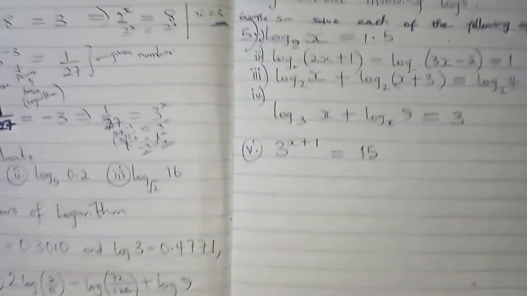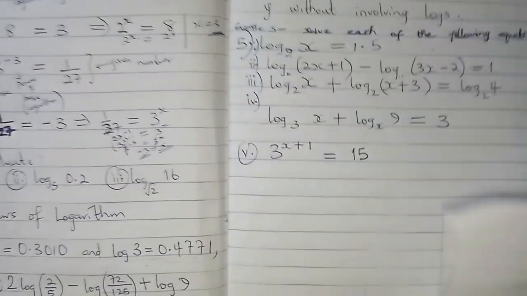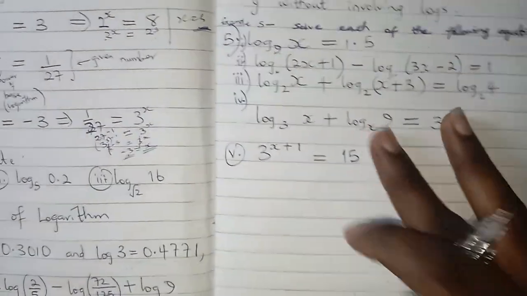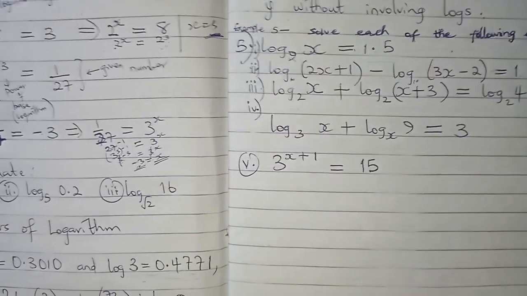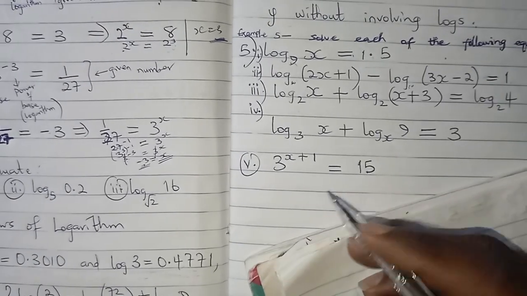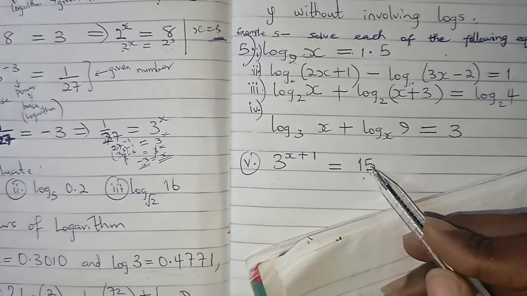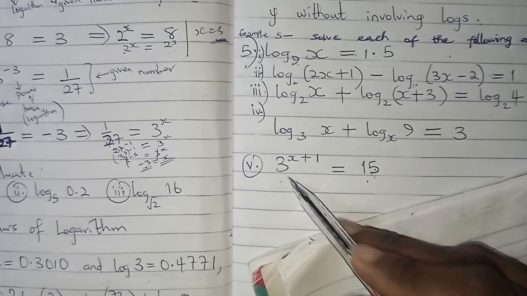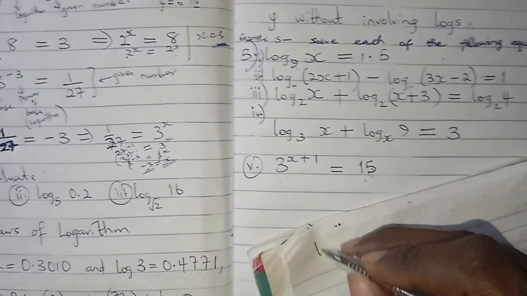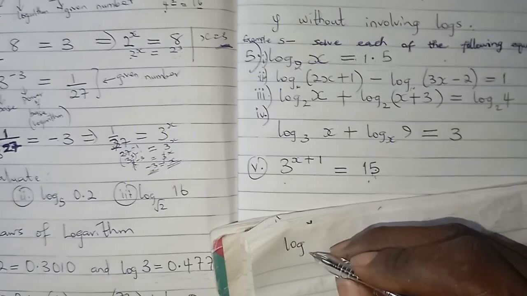The last one. They said 3 raised to the power x plus 1 equals 15. Notice that somebody will see this and want to use indices. But notice there's nothing common between the two here. You can't reduce 15 to 3. So for that reason, I'll just add logarithm to it.